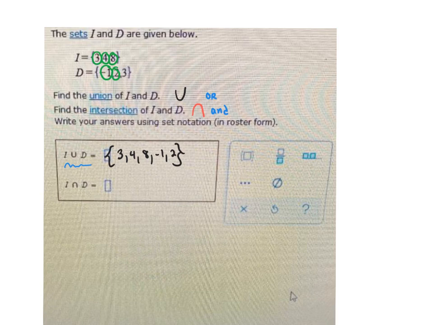Now for the and, we have to list which ones are in both. So if you look at these two sets, the only element that's in both sets would be 3. So the intersection would just simply be 3. So union is when you're looking for things that are in either one, and an intersection has to be in both.